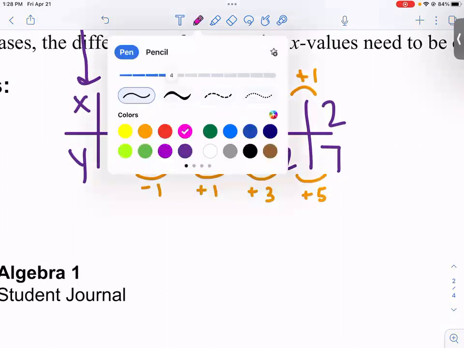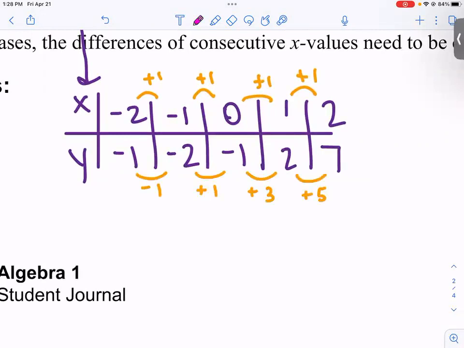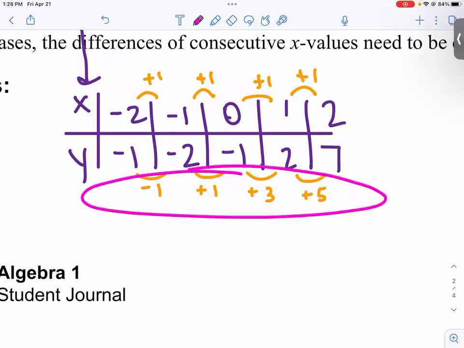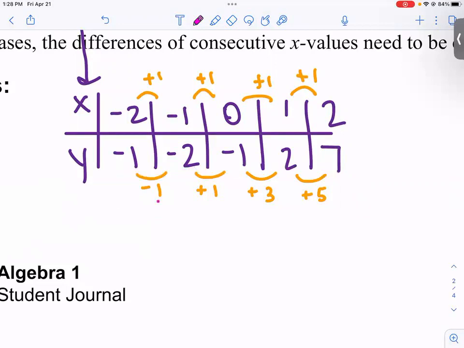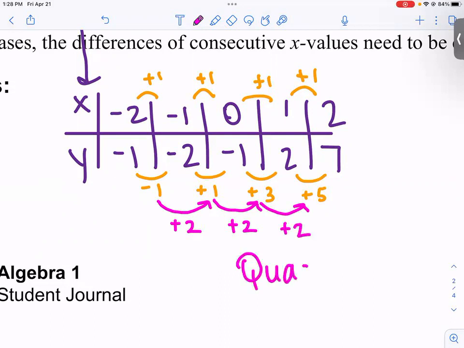Okay, so now, if we look at these numbers right here, to get from -1 to 1, that's up by 2. To get from 1 to 3, that's up by 2. To get from 3 to 5, that's up by 2. So when we look at those second differences and they're the same, then we have a quadratic function.